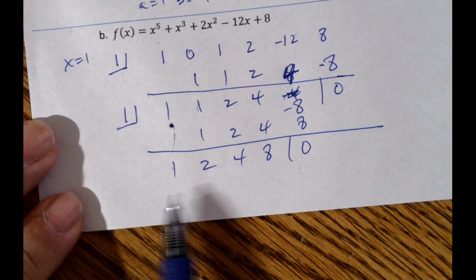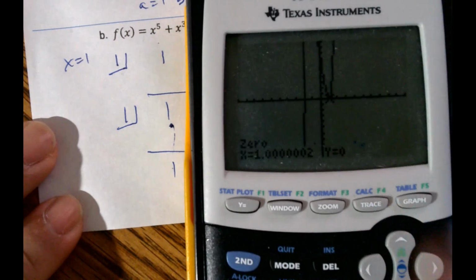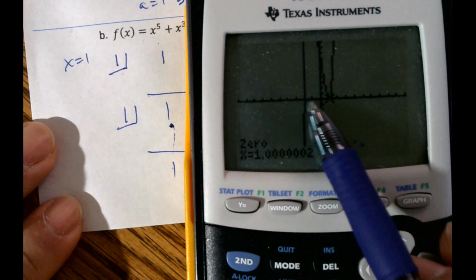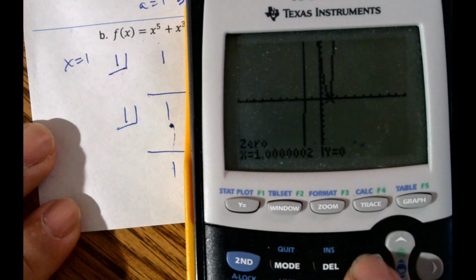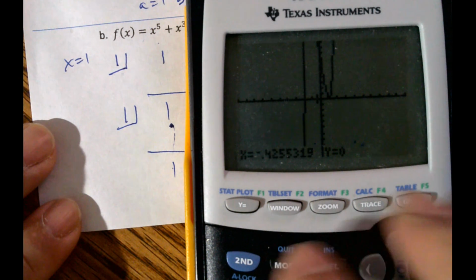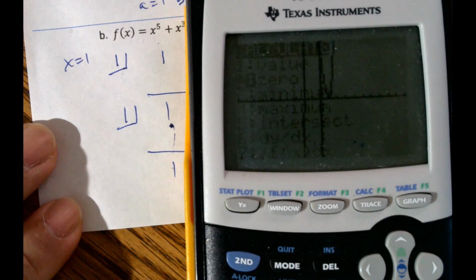So my goal is to get 3 numbers here. I still have 1 too many. So I'm going back to the calculator. That means I've got to find what that root is. All right, to do that, I'm going to use second calc again. I'm choosing number 2, the 0.